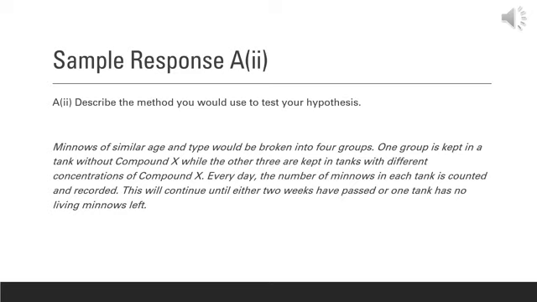For example, minnows of similar age and type would be broken into 4 groups. One group is kept in tanks without compound X, while the other 3 are kept in tanks with different concentrations of compound X. Every day, the number of minnows in each tank is counted and recorded. This will continue until either 2 weeks have passed or one tank has no living minnows left. Take a moment and look at this response. What does this method look like?